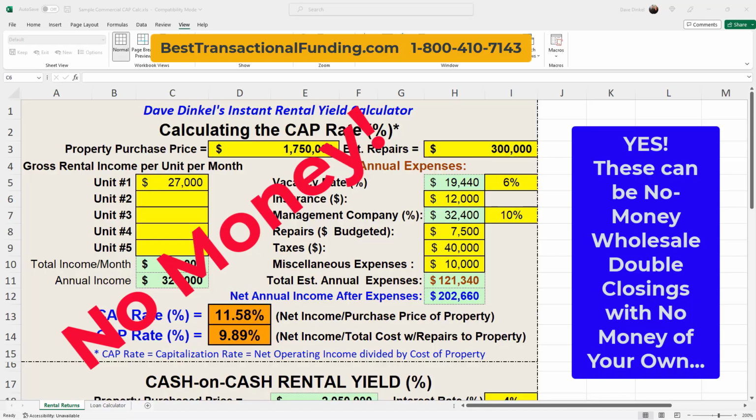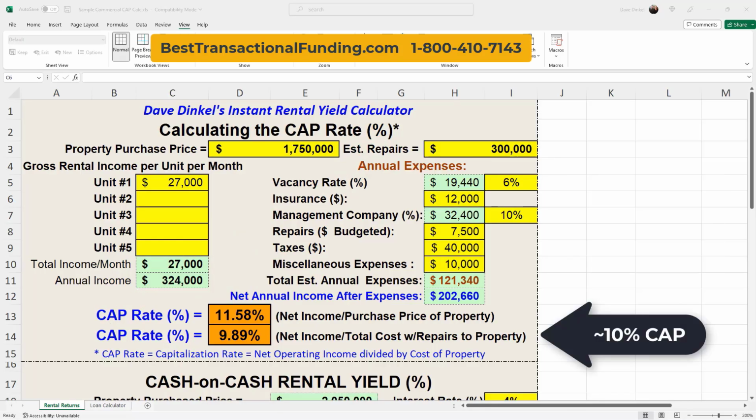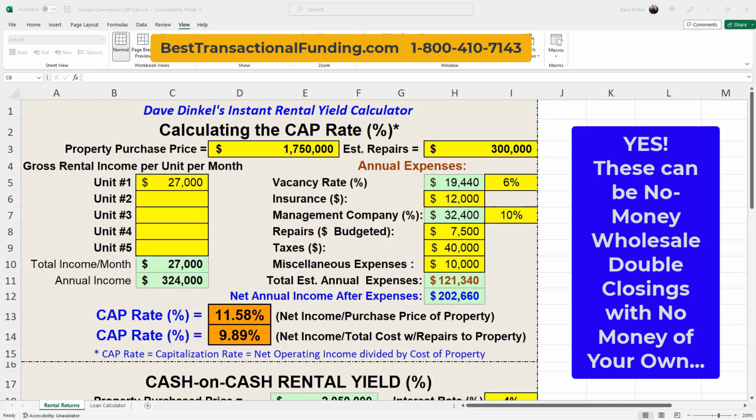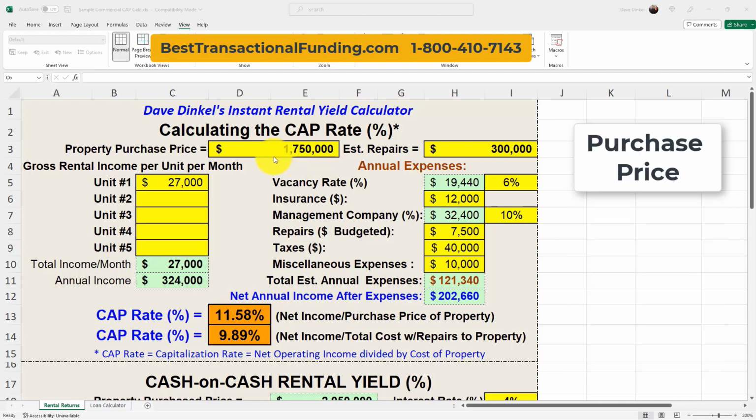What we're going to look at is making an offer at 9.89% in this case, or 10%, then reselling it to an end buyer who's going to be paying somewhere around the 6 or 7% area as a cap rate. The three important inputs into this equation. First and foremost is the price.